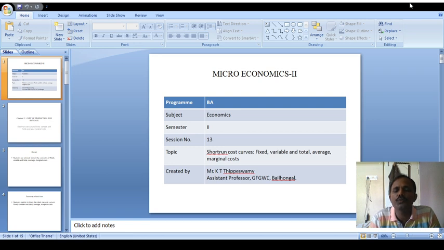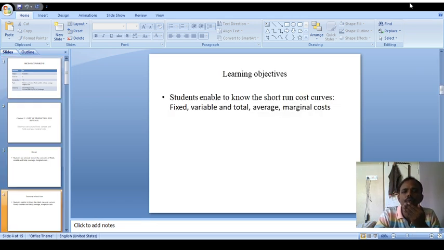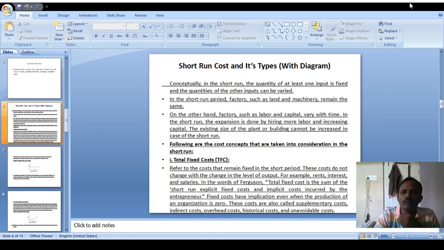Students, we continue the chapter cost of production. In this session, we discuss short-run cost curves, that is fixed, variable, and total, average and marginal costs. So here, short-run cost curves.